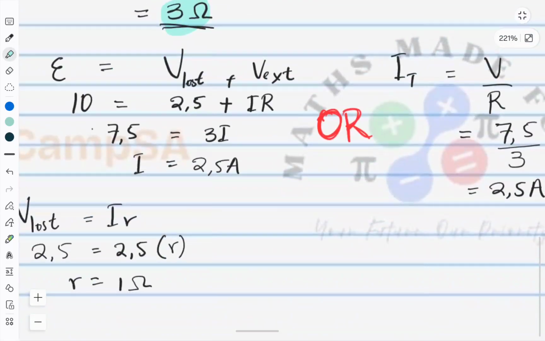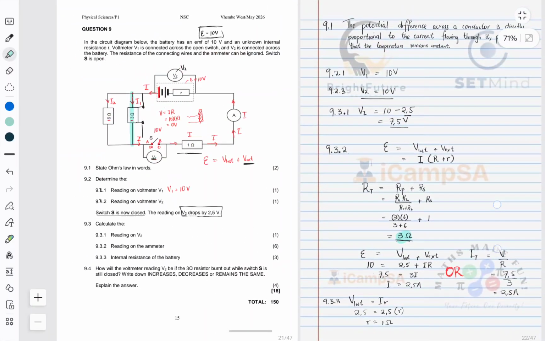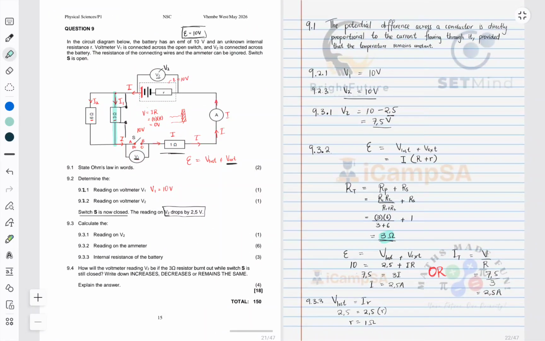So if the resistance of the circuit increases, what happens to the voltage? We know that V is equal to IR. So the higher the resistance, the higher the voltage, according to Ohm's law. So if the resistance of the circuit increases, the voltage will also increase. So therefore V2 will definitely increase. You can even plug in these values, and you'll find that the voltage will increase.